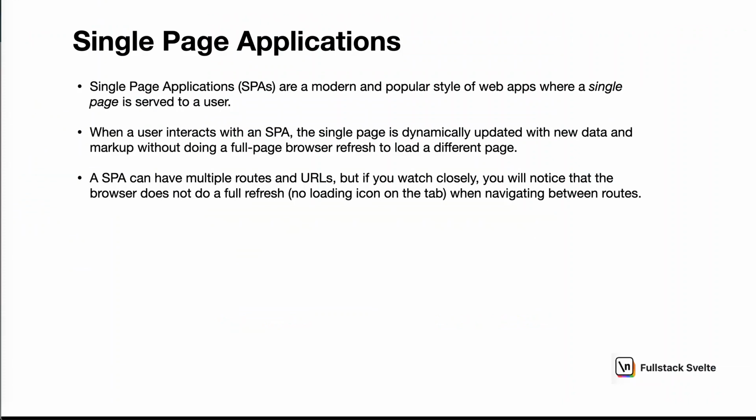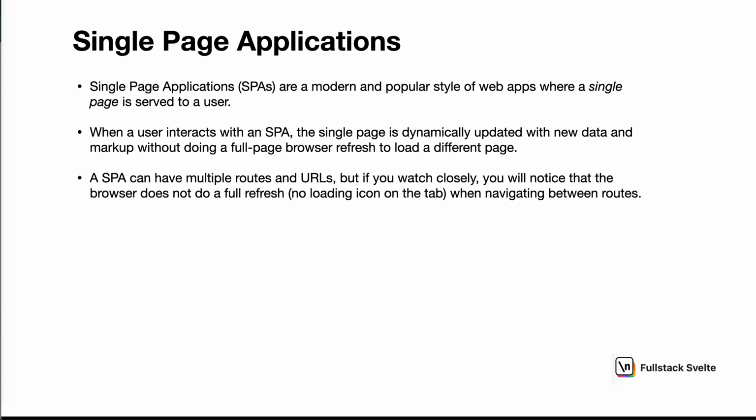Welcome back. In the last lesson, we initialized our Svelte project and got it running in our local dev environment. And in this lesson, we're ready to start building the app. Our project is going to be a single-page application. Single-page applications are a modern and popular style of web app where a single page is served to a user. Then when the user interacts with the single-page app, that page is dynamically updated with new data and HTML markup without doing a full-page browser refresh.